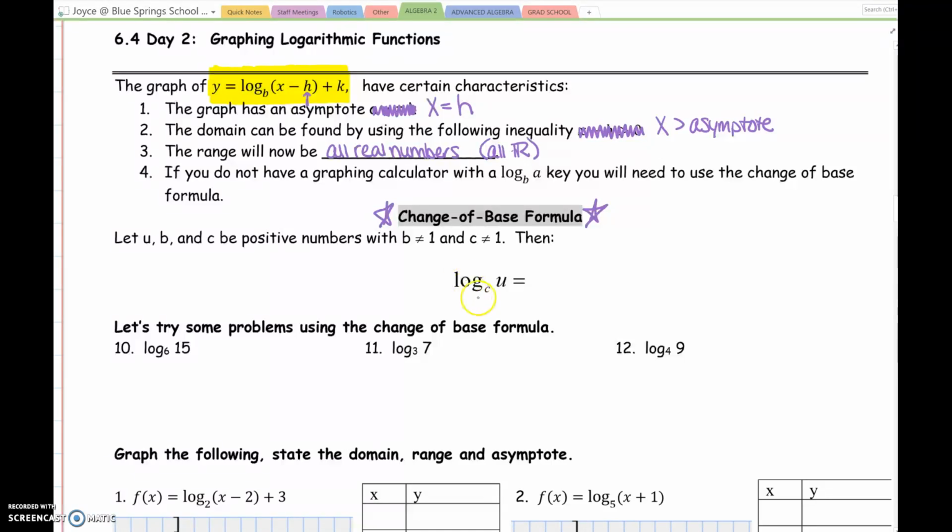So if we're trying to do log base c of u, you would use the log button on your calculator, which is base 10. Do log button of u divided by log button of c. So whatever number is big inside the log, that one goes on top. The base goes on the bottom. So using any calculator, let's do log base 6 of 15. Using change of base, we would do log button 15 divided by log button 6.